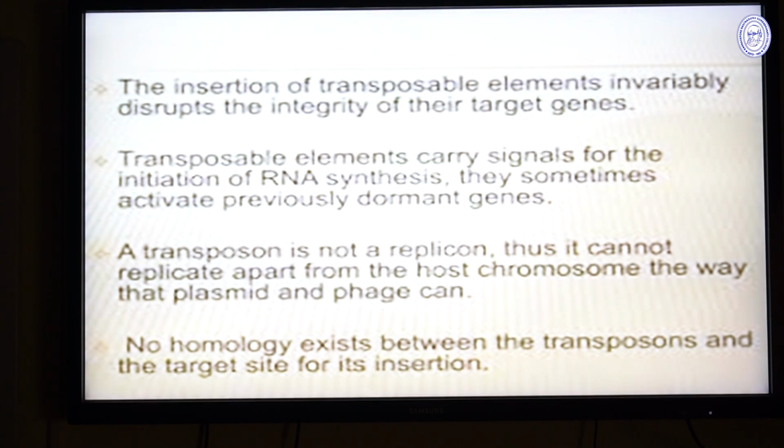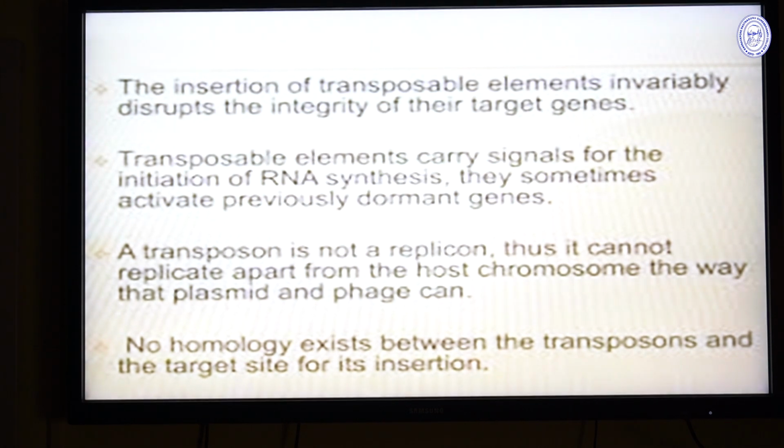That means finally it is producing some kind of a mutation. The transposable elements carry signals for the initiation of RNA synthesis. For the initiation of RNA synthesis, they sometimes activate previously dominant genes also. So it depends actually what kind of a mutation it is undergoing. It might express a dominant gene, it might suppress a dominant gene, and various other factors can come into play.